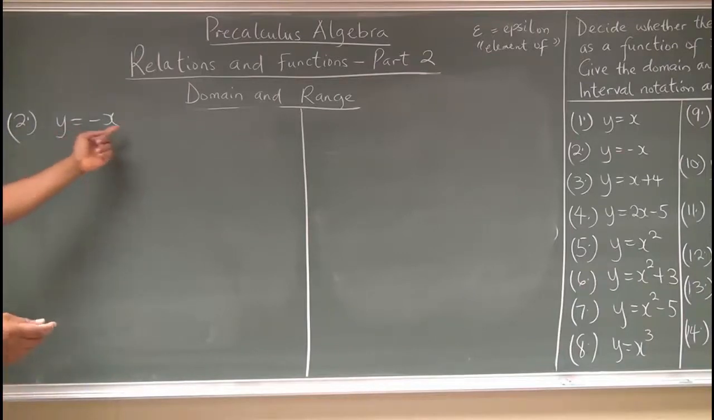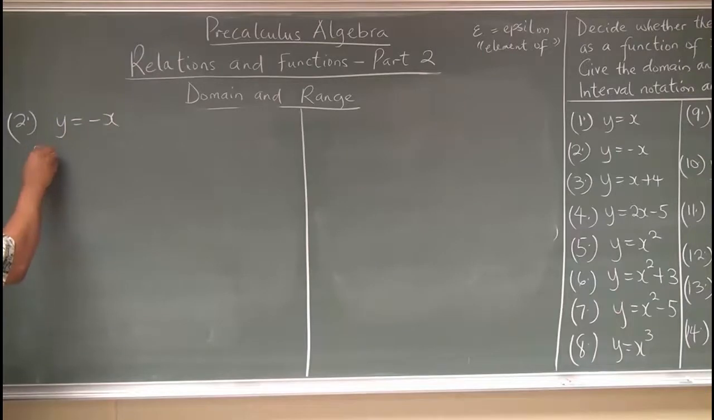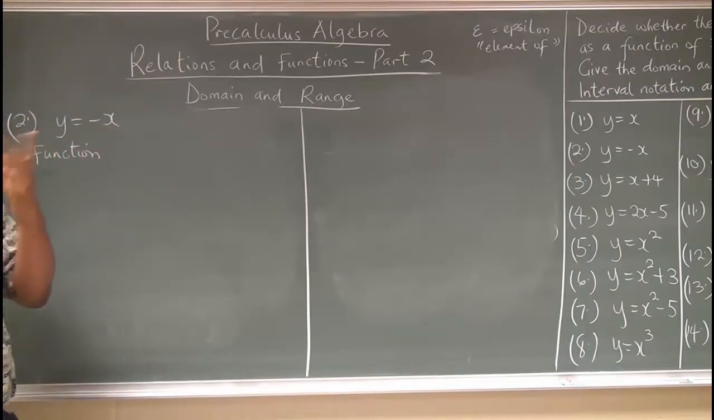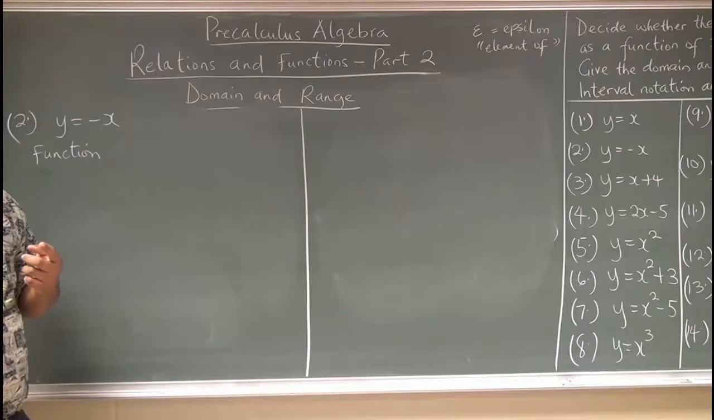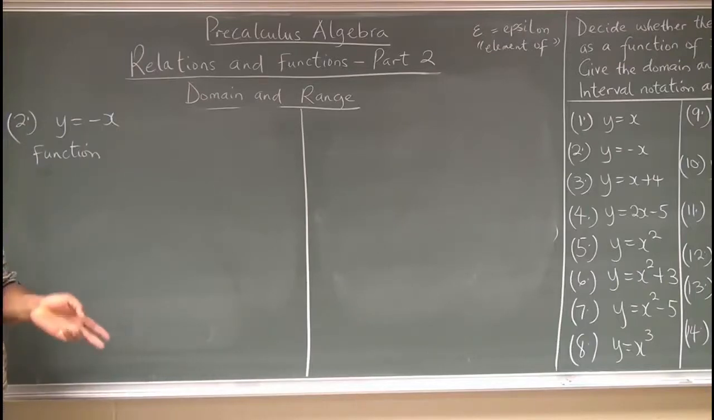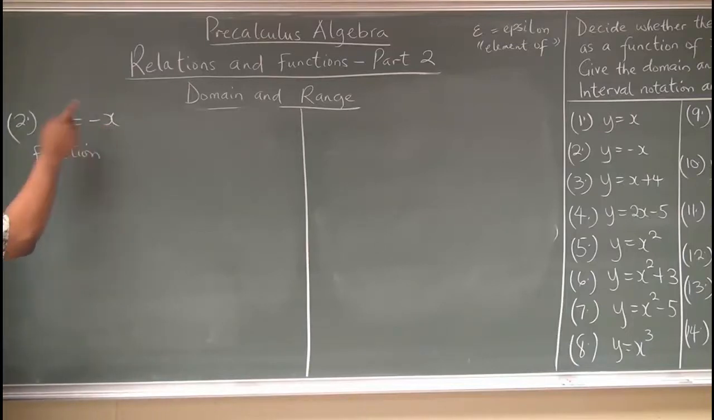So in this case, this is also a function. Of course, it is a function. It is a linear function because every input has a unique output. No input will have two different outputs. Every input will have exactly one output. So this is a function.